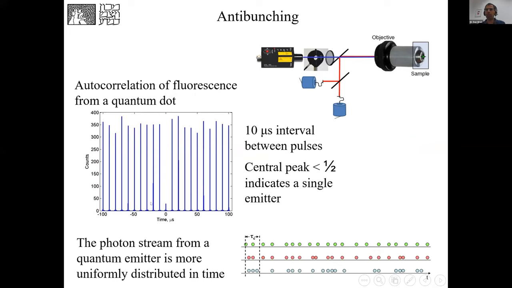You see that there are no correlations, or almost no correlations, at zero delay. And what a quantum emitter means is that the photon stream is actually more uniformly distributed in time, right? If you count how many photons arrive per unit time and you look at the distribution of that number, the distribution would be narrower than shot noise. And that's why it's a quantum effect that cannot be mimicked by any classical analog. And this is what we're going to use. We're going to look at the signal, which is the deviation of the photon statistics from a Poisson distribution, or from a classical phenomenon.